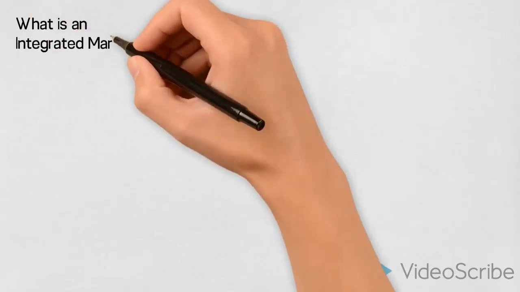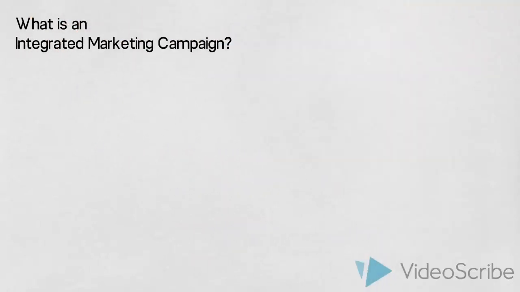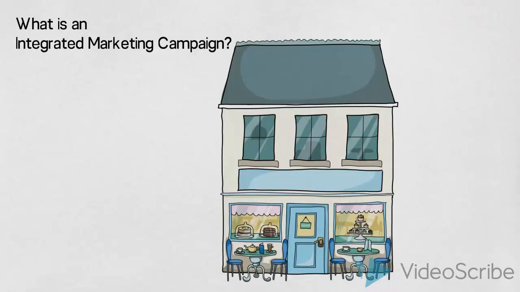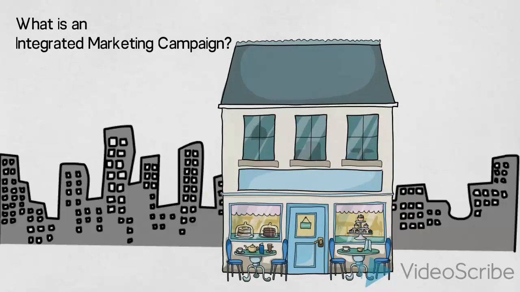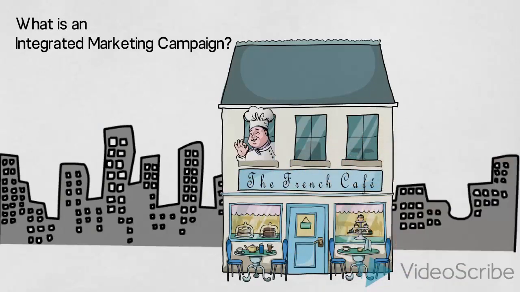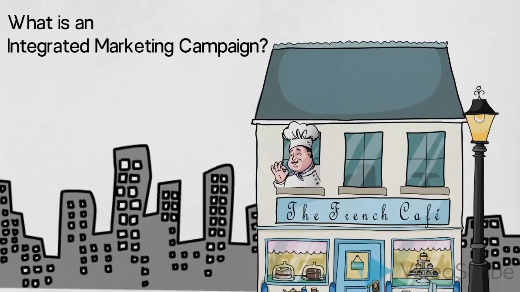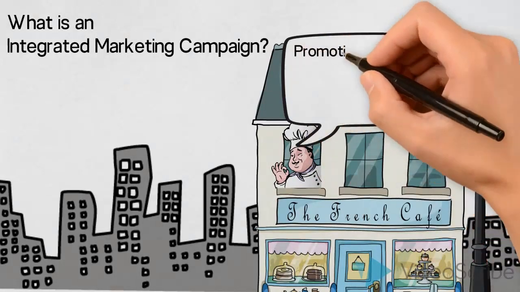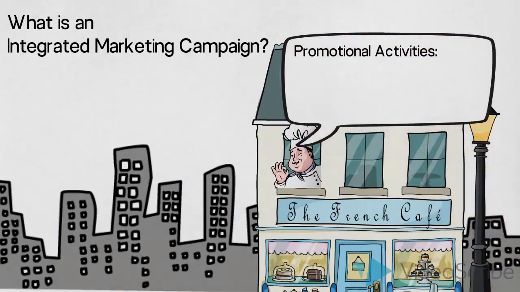So let us look at what an integrated marketing campaign is and why we as marketers need to know about it. We will use this cafe as an example. It is located in a large city close to a busy high street. It is called the French Cafe and it specializes in serving high quality cakes and desserts. Let us imagine that the French Cafe has asked us to help them design a campaign in order to increase sales. The owner suggests 3 promotional activities and he's keen to hear our thoughts.